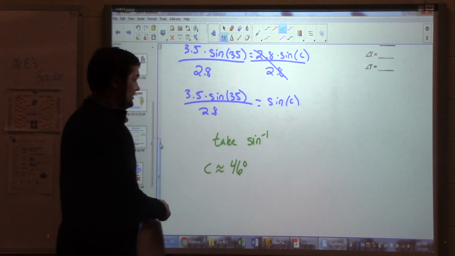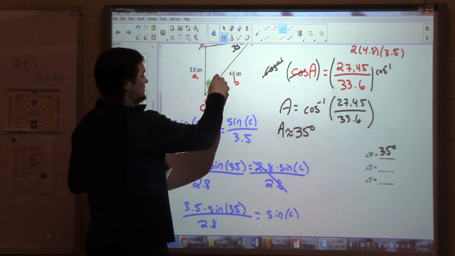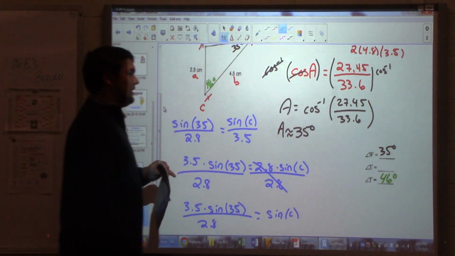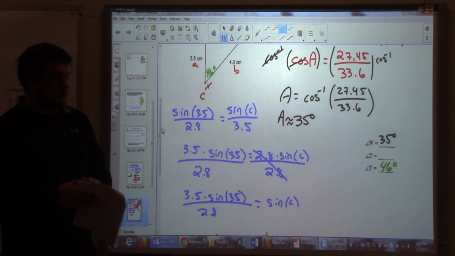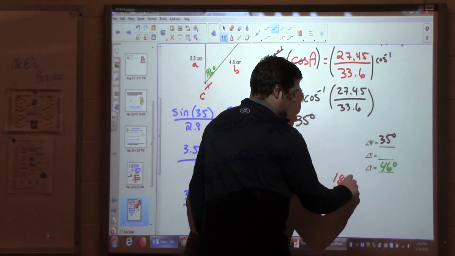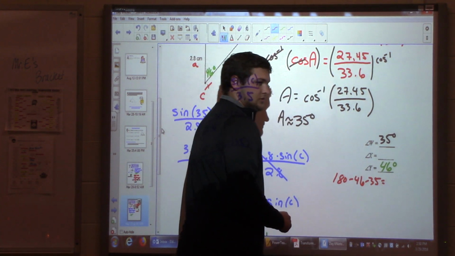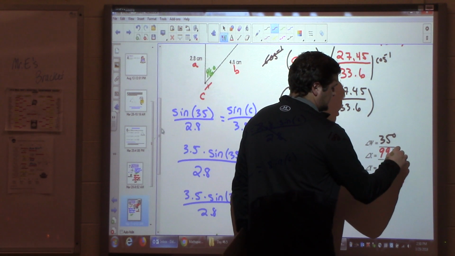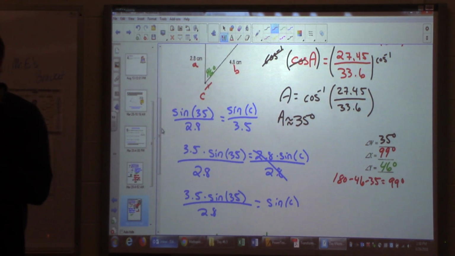46 degrees. So we said that was angle Y. So 46 degrees. Now we just add it up. Now we can just do the algebra, right? They have to all add up to 180. So 180 minus 46 minus 35 should equal 99. 99 degrees. So angle X is 99 degrees. Awesome. Any questions?